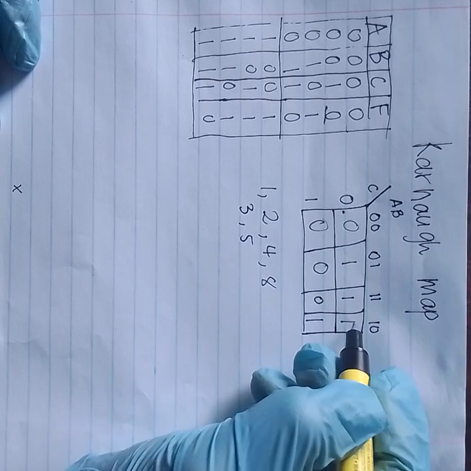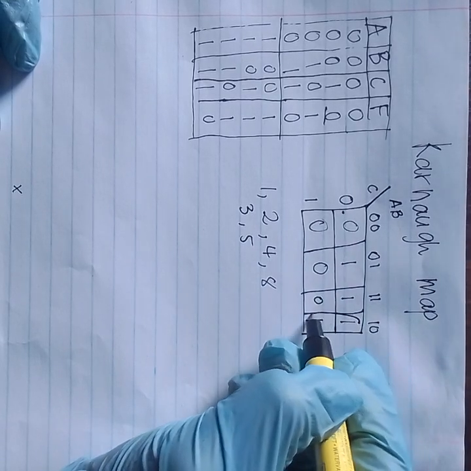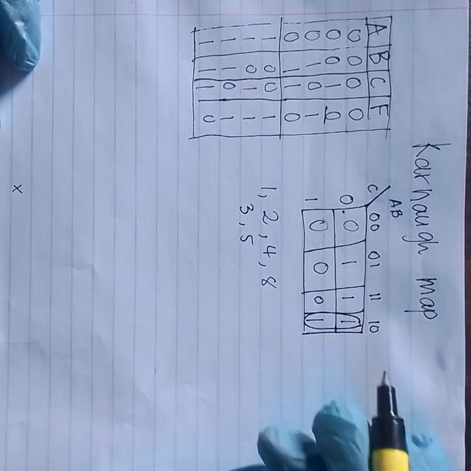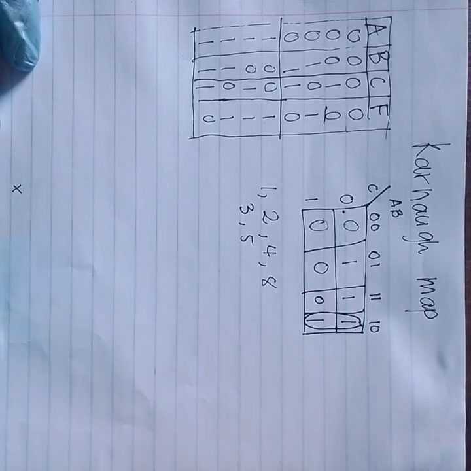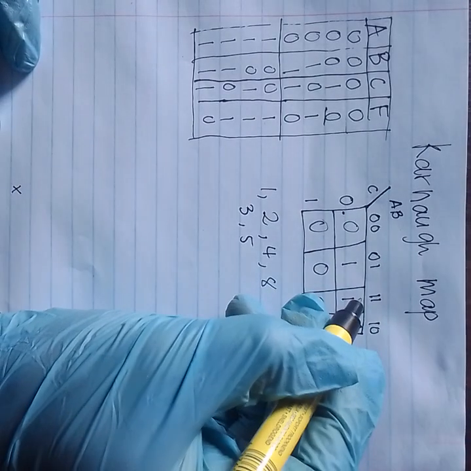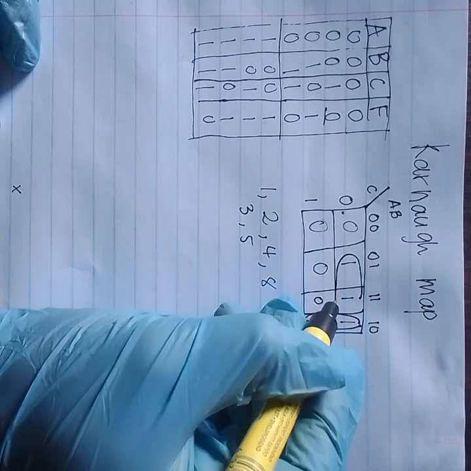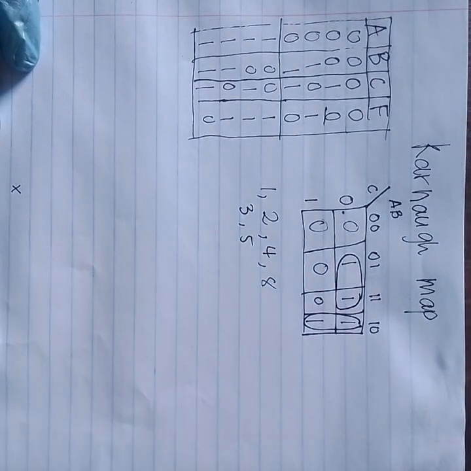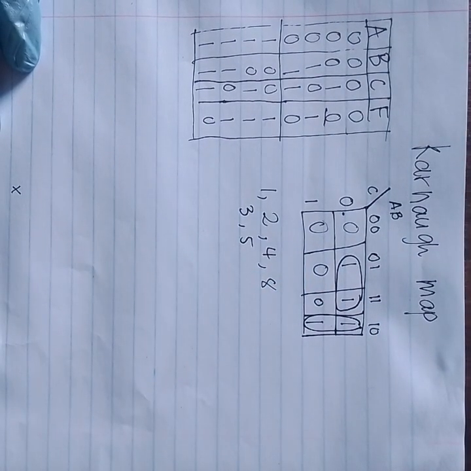Let's now group. The first group is the vertical group. This is the first group. The second group is the horizontal group. This is the second group. But what information can we derive from this K-map?